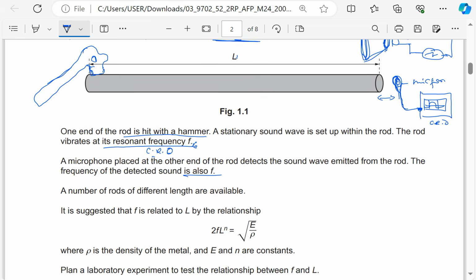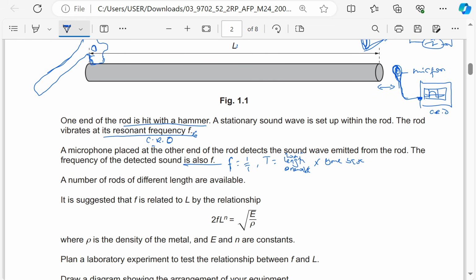Remember how we find f from the CRO? f is equal to 1 over T, but T is equal to the horizontal length of one wave times the time-base setting. So we now know how to find f.